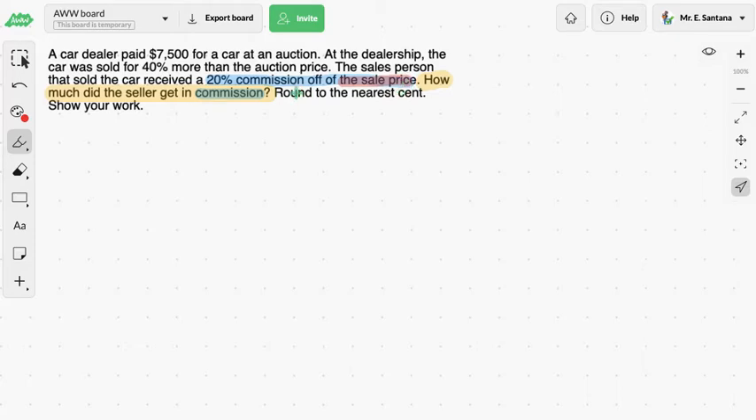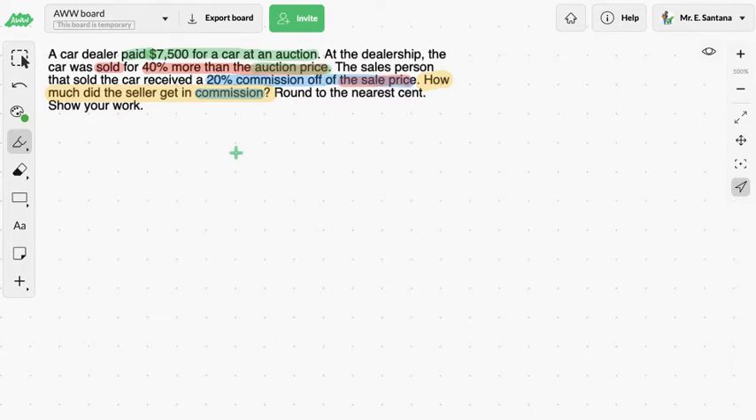So, how do we get the sale price? At the dealership, the car was sold for 40% more than the auction price. That's the sale price. If it was sold at that price, that's what it is. I know there are a lot of connections to be made, but here it is. Auction price now leads me to another piece of information, which is here: 7,500 is how much was paid at the auction.